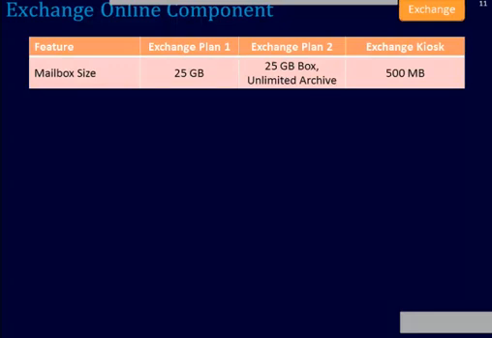The mailbox size in Exchange Plan 1: everybody gets a 25 gig mailbox, and that can be partitioned up into active and archive, however you want. Exchange Plan 2, however, is often billed as having unlimited email. It technically does because you have unlimited archiving, but you're still restricted to a 25 gigabyte mailbox. So going with Exchange Plan 2 is going to give you that unlimited archive.